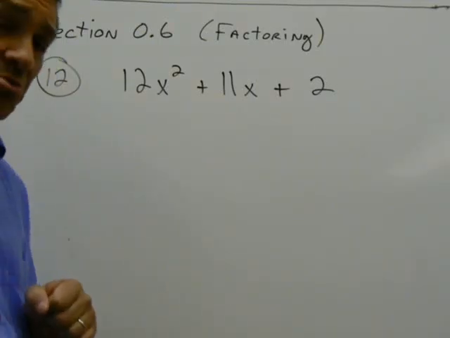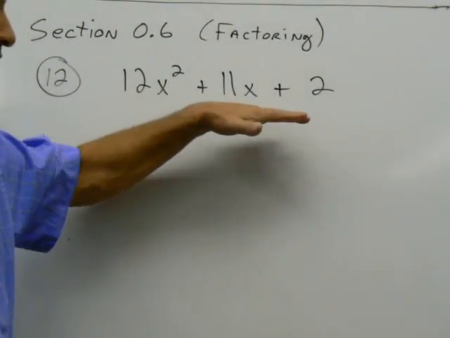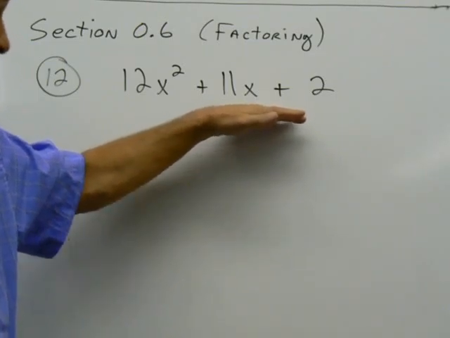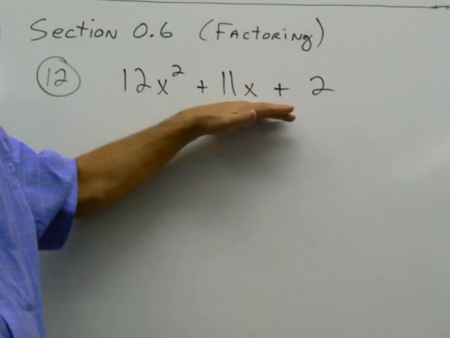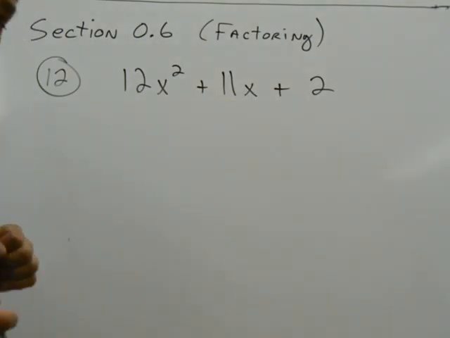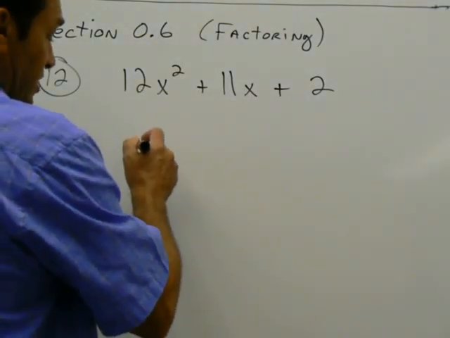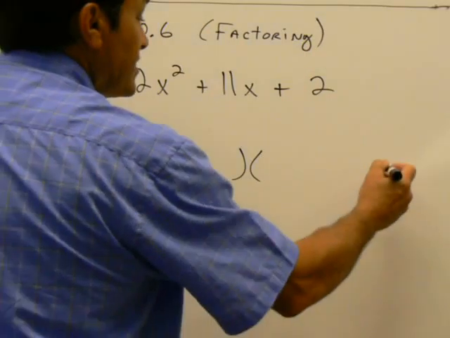We're on section 0.6 on factoring. This is how to work problem 12 for an example. We're going to assume that this trinomial was arrived at by multiplying two binomials together using the FOIL method. So it's going to look something like this and this.